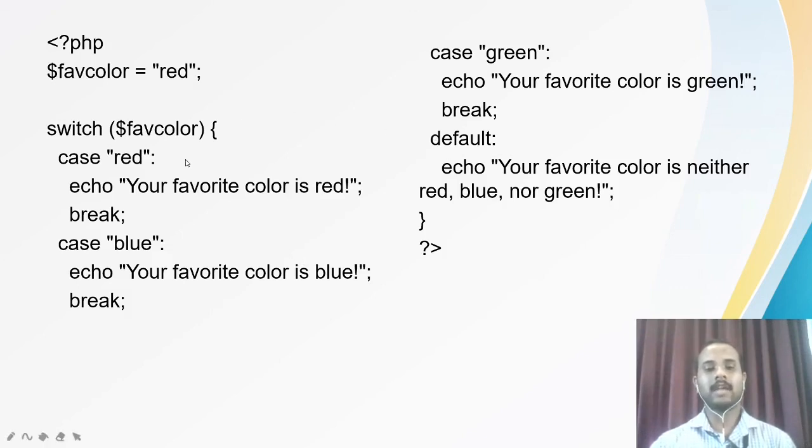So if none of red, blue and green is entered, then the default will be executed, that is your favorite color is neither red, blue nor green. In the default section you need not mention the break because it will be present last. But let us say that in other cases you should have them, or else it will continue execution.